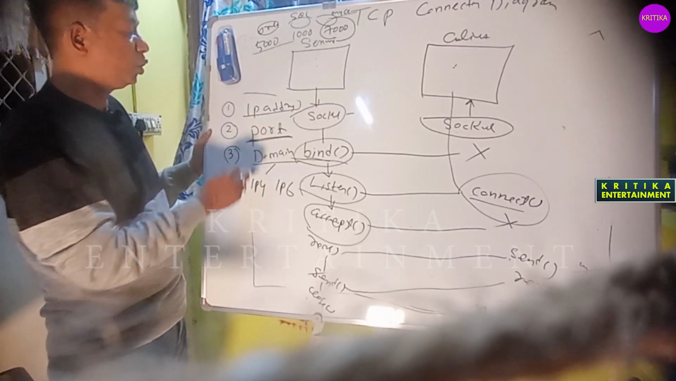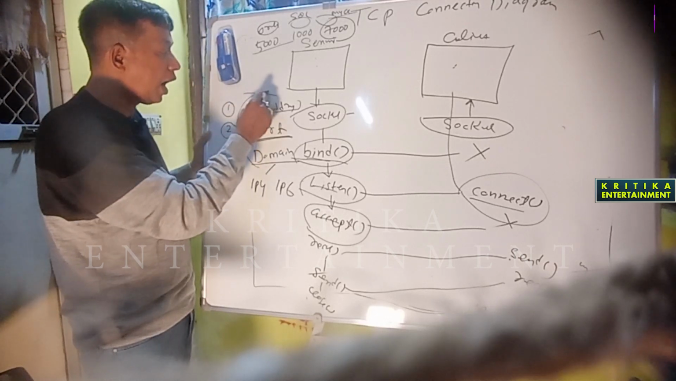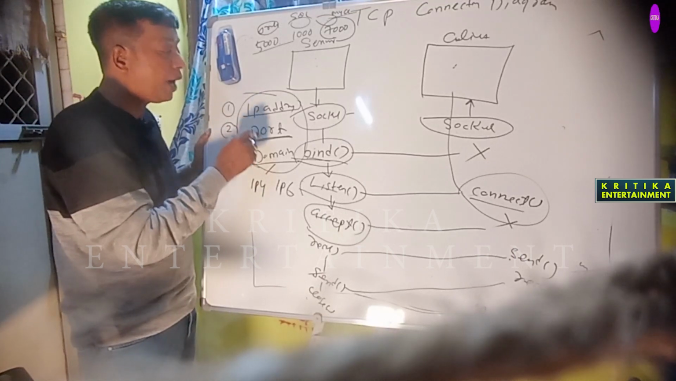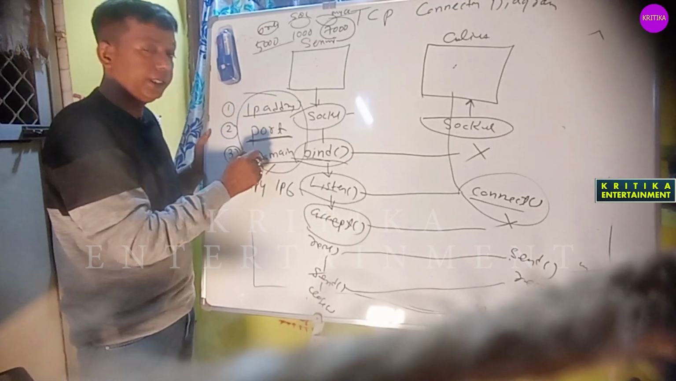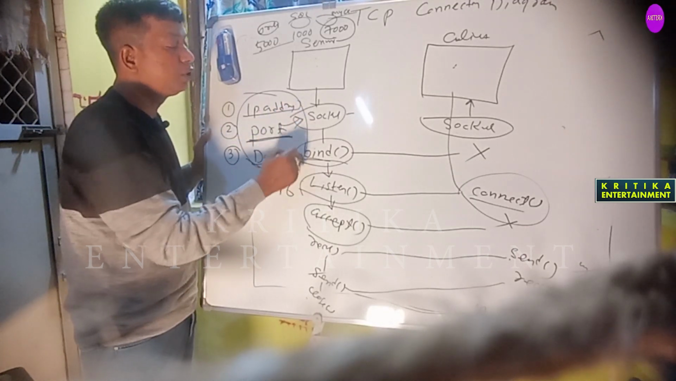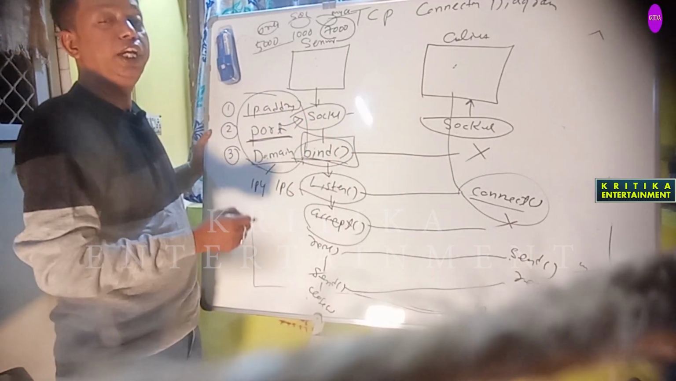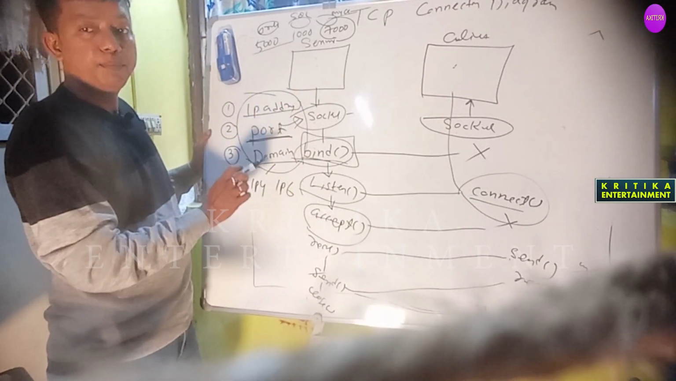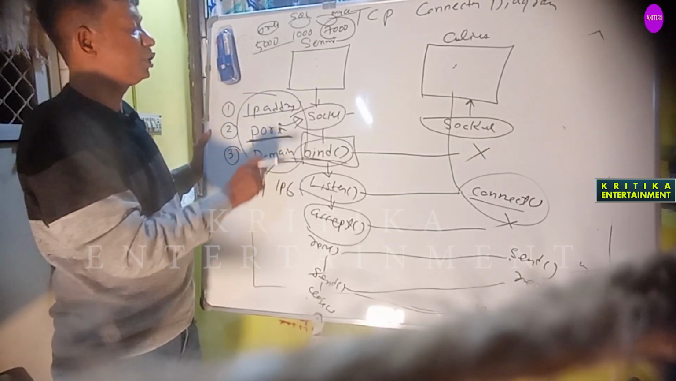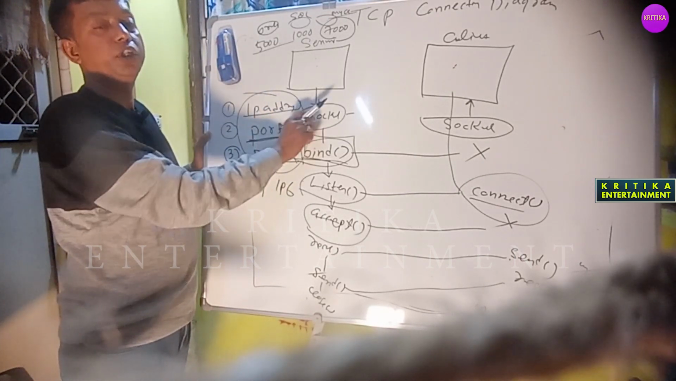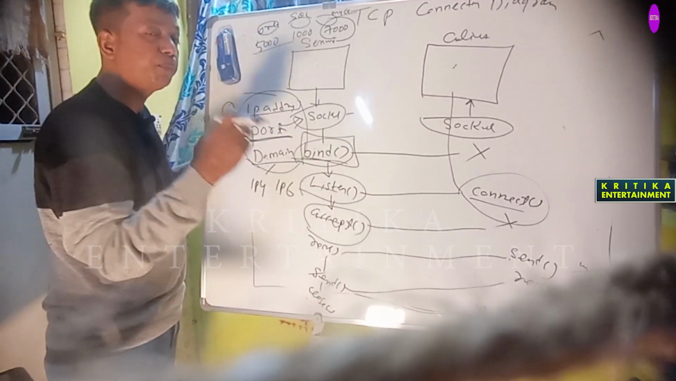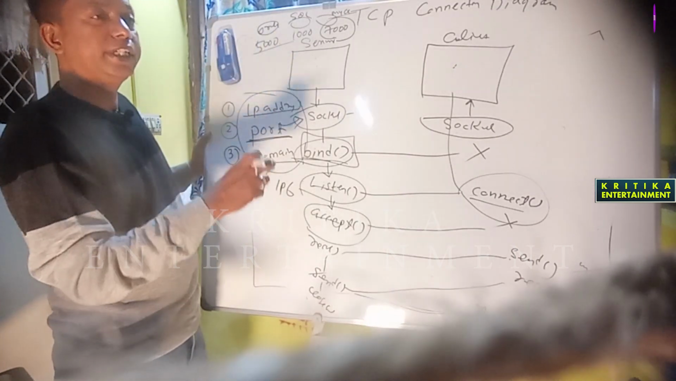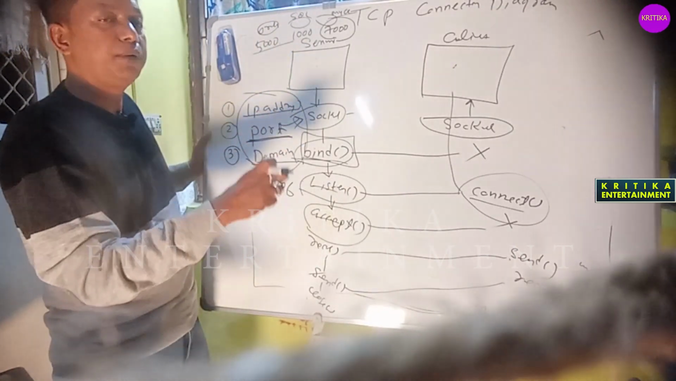So when we want to associate these three with the socket, we use the bind function. The bind function's task is to associate the port, IP address and domain to a socket. The bind function is used to create a process on the server side, so that the server will be established and ready to accept connections from the client side.